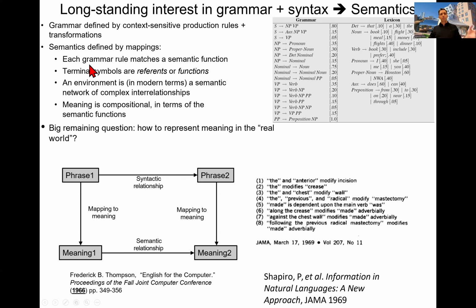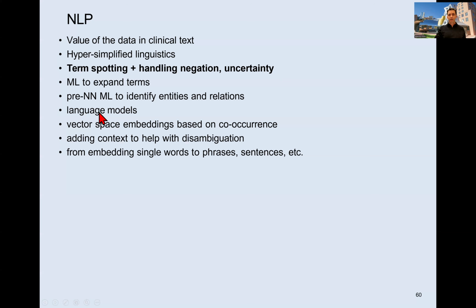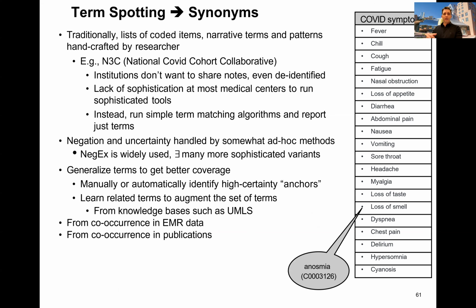And therefore, if I can translate every grammar rule to match a semantic function, I can understand what the references or the functions are, what the environment of relationships is, and what meaning I can extract from these. And I can use that to spot specific terms. For example, if I am trying to code anosmia, then I should be able to detect which aspect of the medical record is actually associated with loss of smell. And notice that loss of is actually a negating, or loss of taste, and so on and so forth.